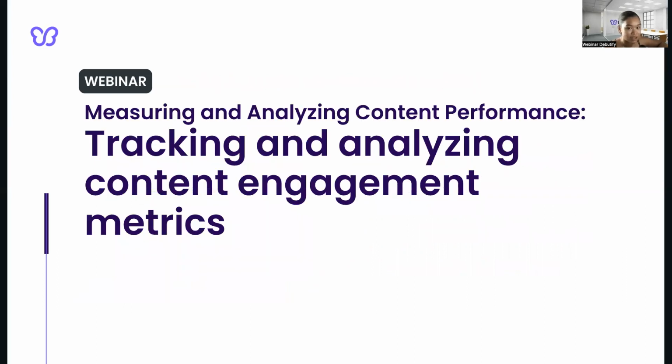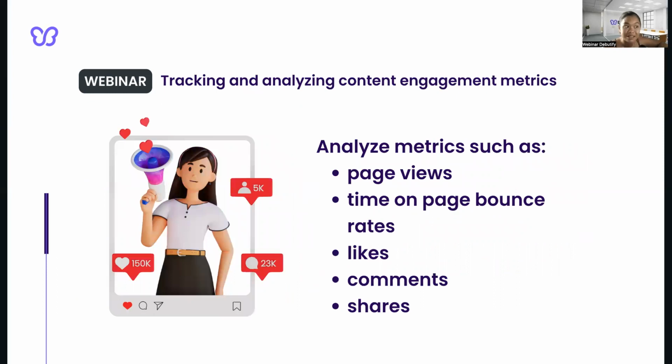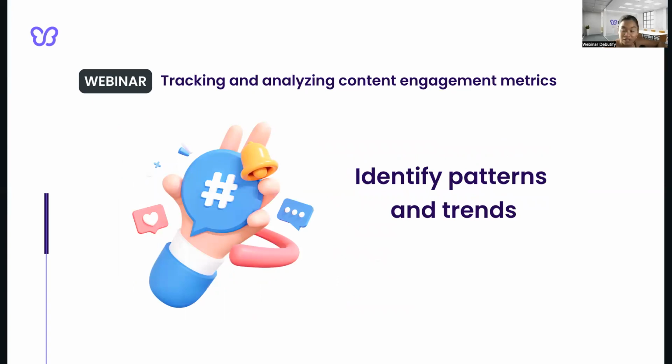Another way to measure and analyze content performance is to track and analyze these metrics. Monitor and analyze metrics such as page views, time on page, bounce rates, social media likes, comments, and shares. These metrics provide insights into how your audience is interacting with your content. Then you can identify the patterns and trends to understand what resonates with your audience and adjust your content strategy accordingly. For example, if you have content that has tons of likes but not a lot of shares or comments, figure out why this one is only about those things and why another post has a lot more shares. It could be the value that you're sharing, or it could be the entertainment that you give to them. So this is a way for you to adjust it.